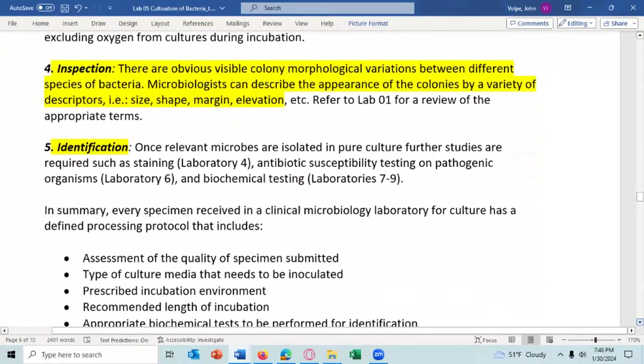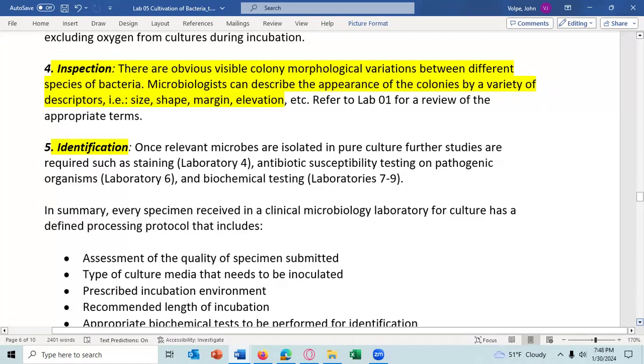Four is inspection. You then observe the visible colony morphologies between the different species of bacteria. You can even begin narrowing down what your possible species are by looking at things like the colony size, the colony shape, the colony margin, and the colony elevation. One species will have the same for most of these, and that's why we can do this with inspection.